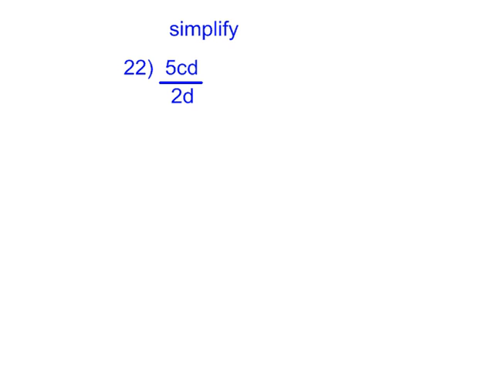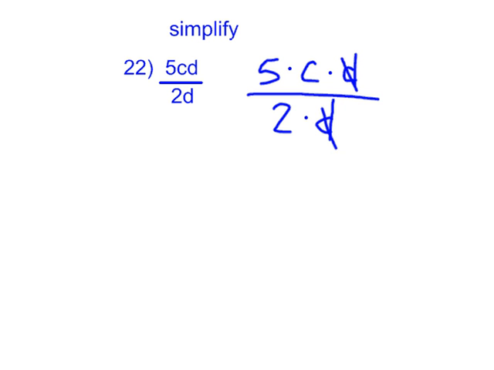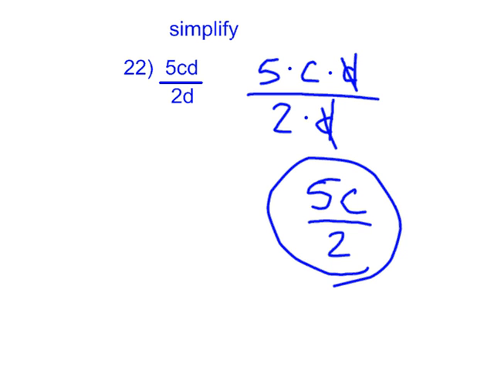Now number 22, in a normal situation, we would use prime factorization for the number, but in this case, both numbers are prime. So what we have here is 5 times c times d, and on our denominator, we've got 2 times d. So we can't cancel anything with the numbers, but we can take a d off at the top and the bottom. And so this simplified is 5c over 2. You could also write this answer as 2.5c.